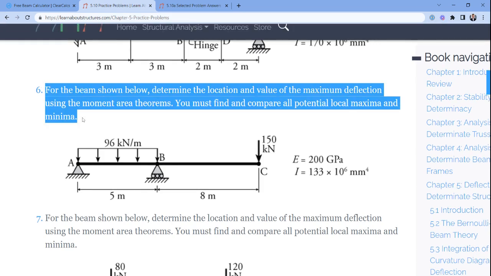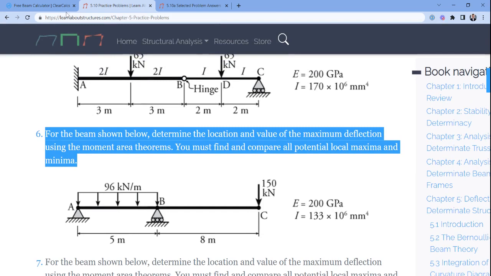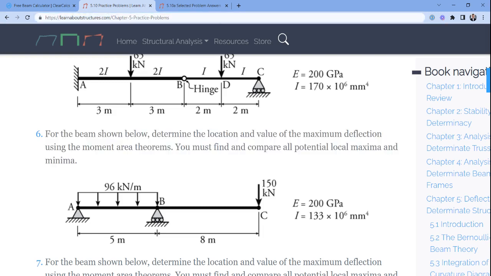I went on Google and found a quick practice problem. We're going to do problem six, and this comes from the website learnaboutstructures.com. It's an excellent resource to learn about structural analysis and structural design. Highly recommend it for anyone who wants to learn more about the subject or the theory behind it. Anyways, I'm going to jump back into it now.